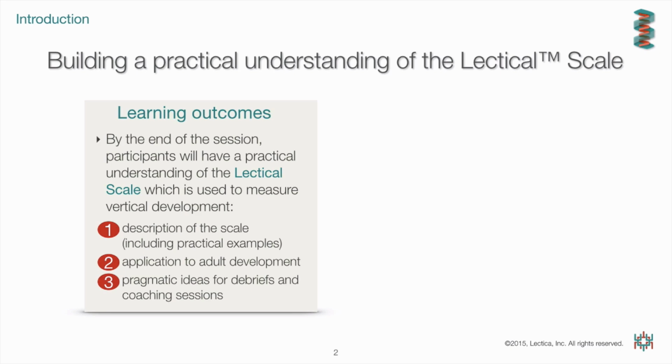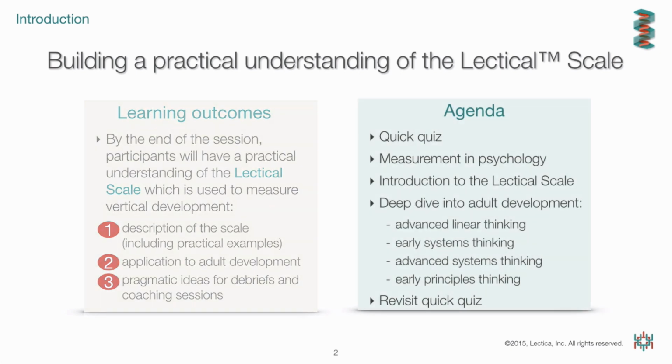We'll focus on achieving 3 learning outcomes. 1. To provide a description of the scale, including a number of practical examples. 2. We'll talk through the application of the scale to adult development, which will help you work with adults who are performing at different lectical levels. And 3. We'll explore plenty of pragmatic ideas you can use when you sit down to conduct debriefs or coaching sessions with your clients. To achieve these learning outcomes, we'll follow the agenda on the right-hand side of your screen.